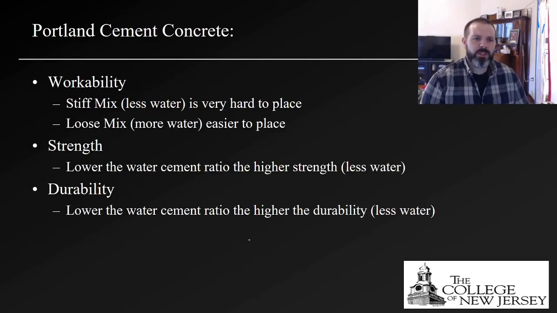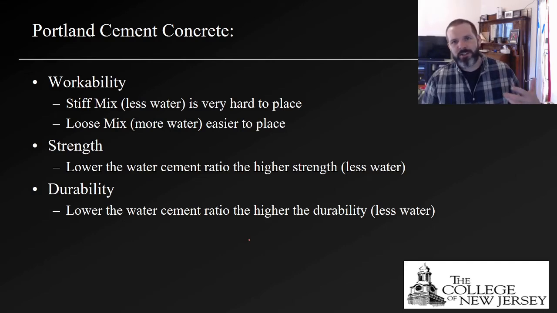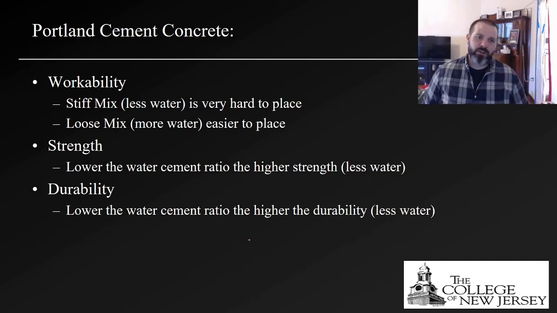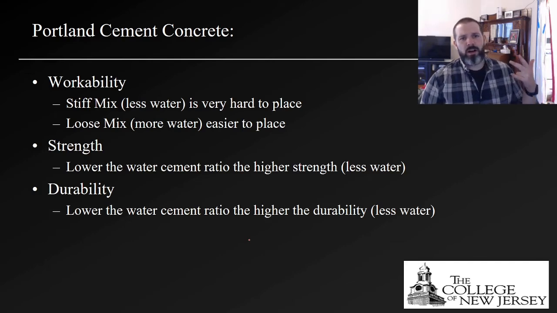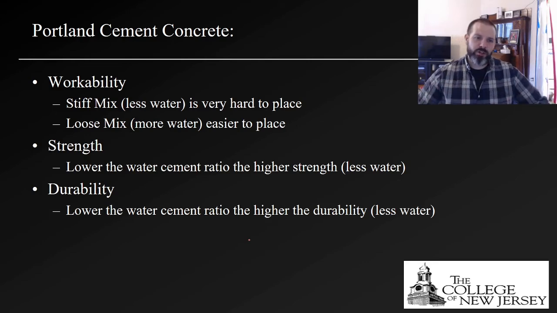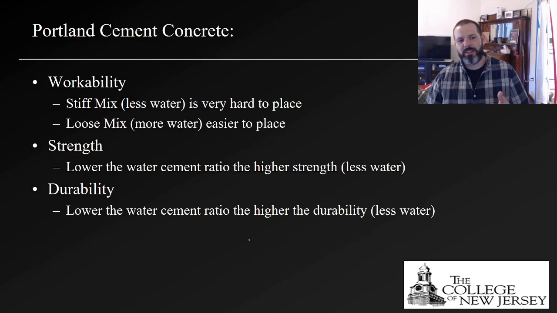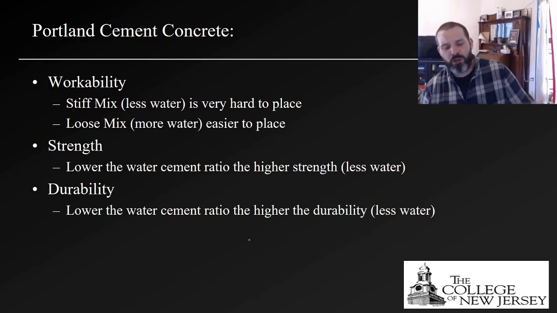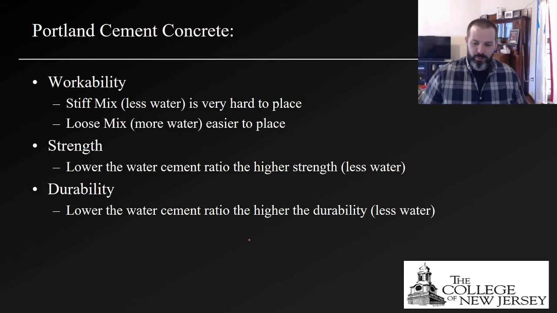Now, Portland cement concrete. There are 3 factors that you need to look at when you're designing Portland cement concrete. They're workability, strength, and durability. In terms of workability, if you have less water in your mix, you have a stiff mix, which makes it very hard to place. If you add more water, you have a loose mix, which makes it very easy to place. In terms of strength, the lower the ratio of water to cement, the stronger your concrete is. And in terms of durability, the lower the ratio of water to cement, the higher the durability.